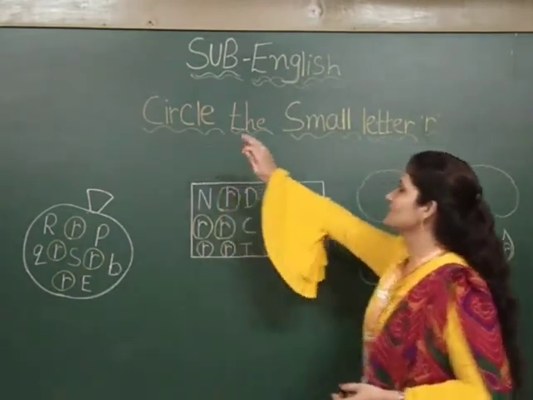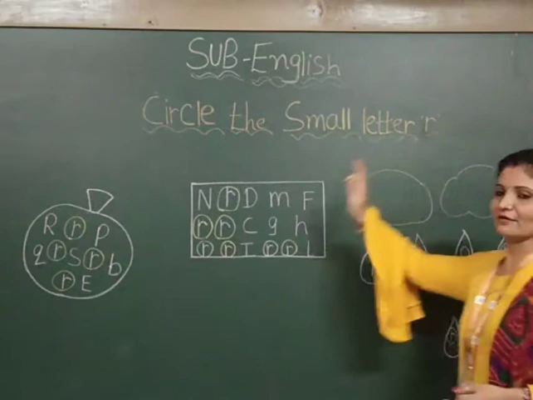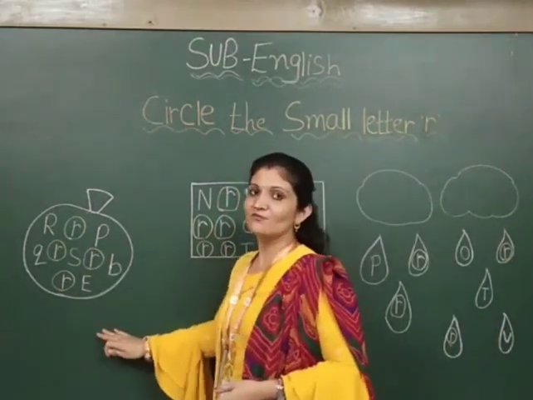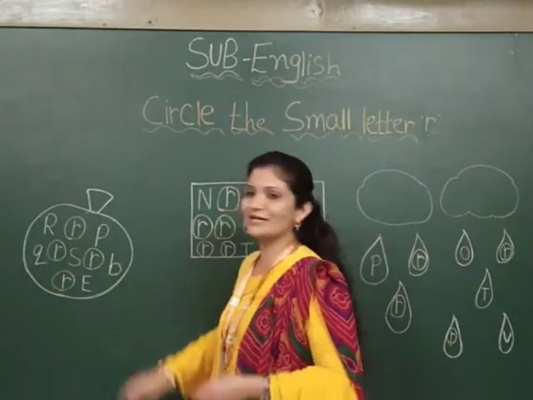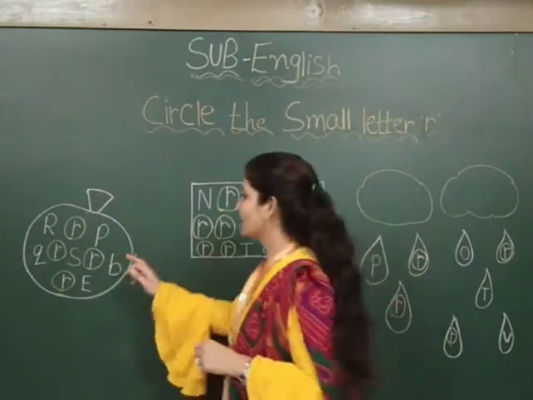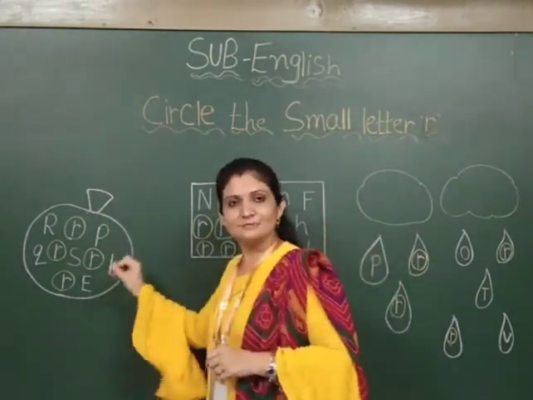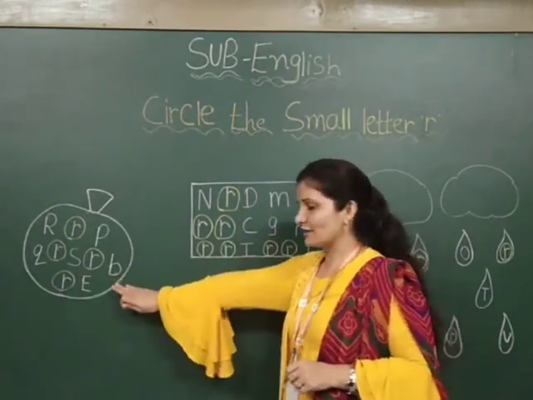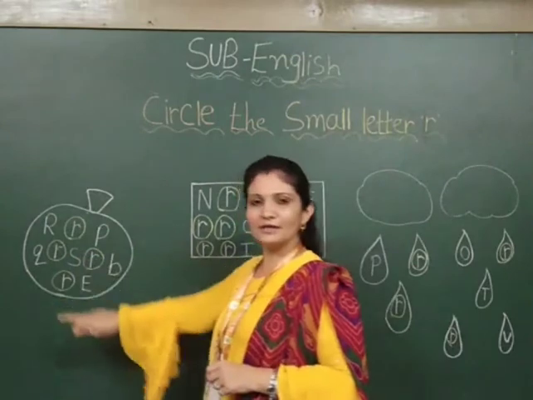Which activity is this? Circle the small letter R. Okay. In first picture we circle only small letter R. First what we have to do? We have to find small letter R and then we have to circle that small letter R. First picture is of rain and we find small letter R and then we did circle.